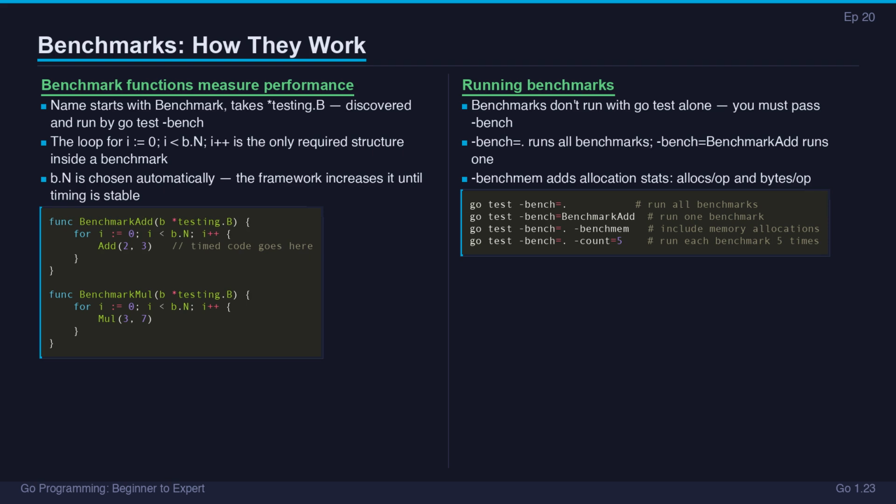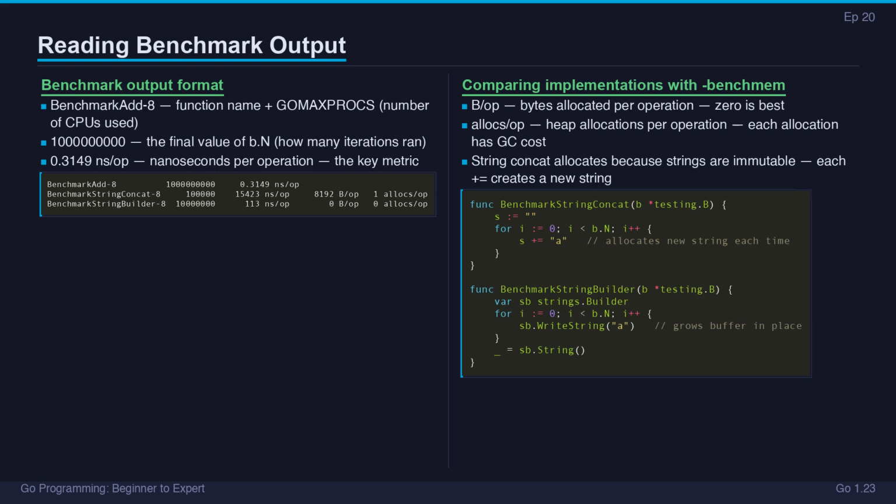-benchmem adds memory profiling to the output. You'll see two extra columns: bytes allocated per operation and allocations per operation. These matter because each heap allocation has a cost, both the allocation itself and the pressure it puts on the garbage collector. The output of a benchmark has a fixed format.